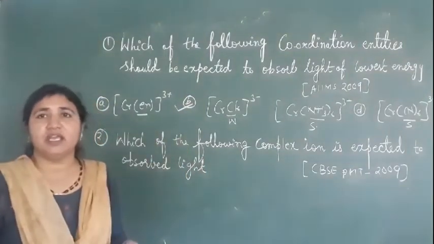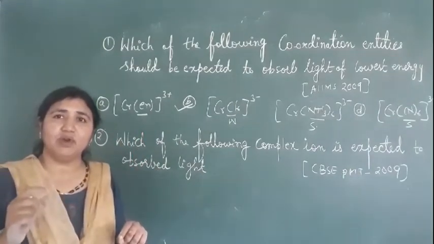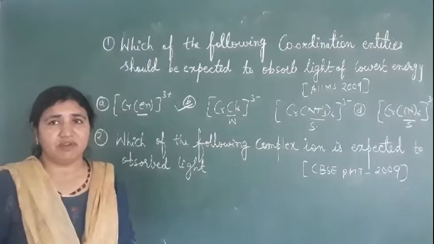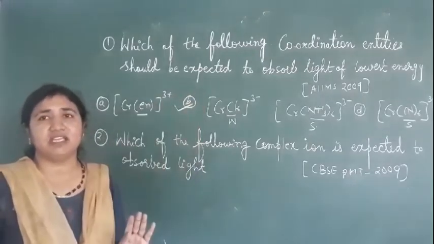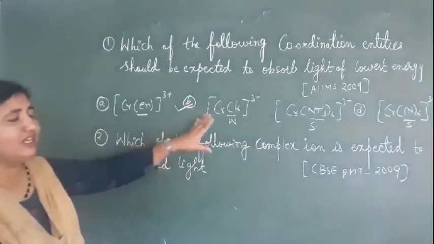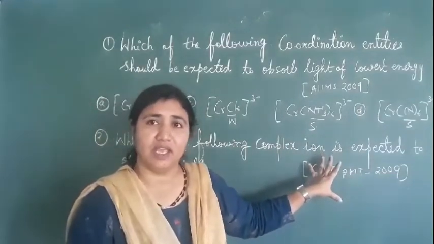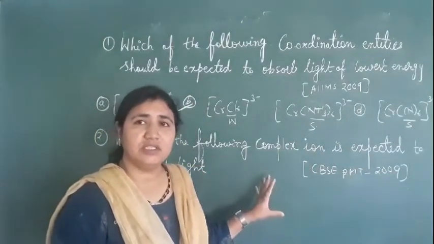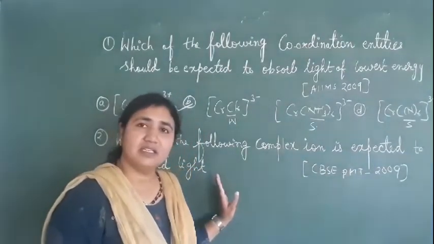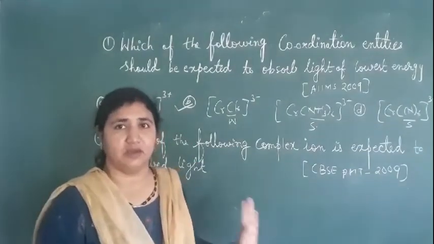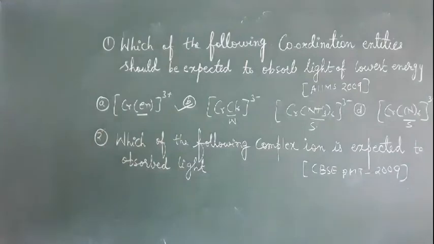So the basic concept you have to remember is that when the splitting energy is low, they will absorb the low energy wavelength. And when the splitting is more, they will absorb high energy wavelength. That's why weak ligand means low energy wavelength, strong ligand means high energy wavelength. If the oxidation state is more, they will absorb high energy wavelength. If the oxidation state is less, they will absorb low energy wavelength. That's it. Okay, next question.